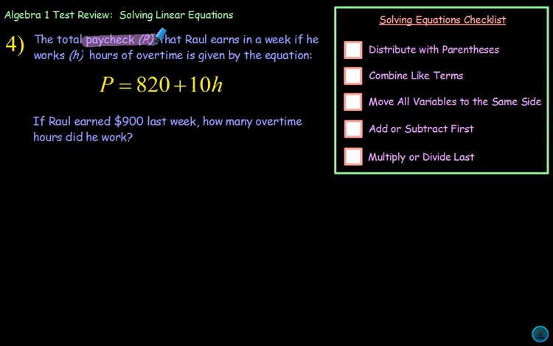All right, so there's another thing. We've got H hours of overtime, given by the equation. And then they give us an equation. If Raul earned $900 last week, how many overtime hours did he work? So the idea here is he's got a base pay, and then if he works overtime, he gets an additional amount of money. Well, they give us this $900 here. I'm sure that's probably important.